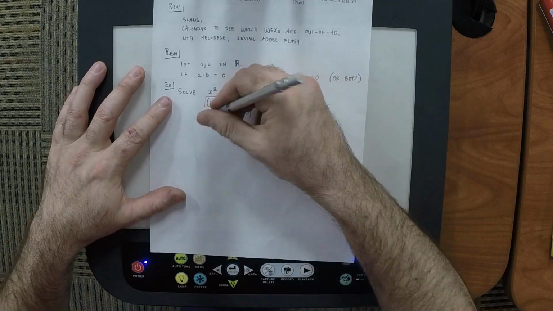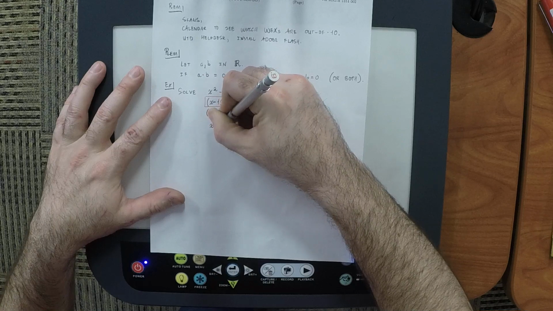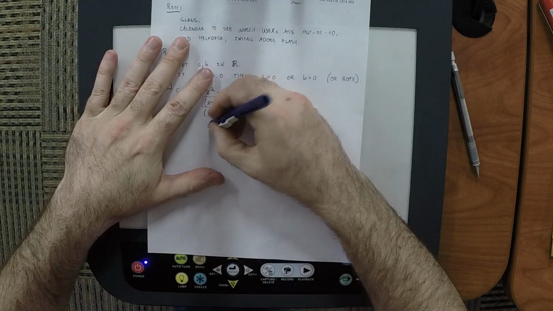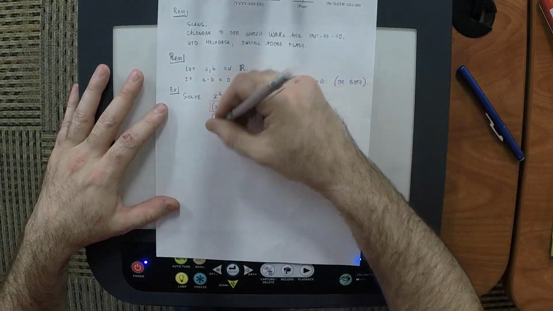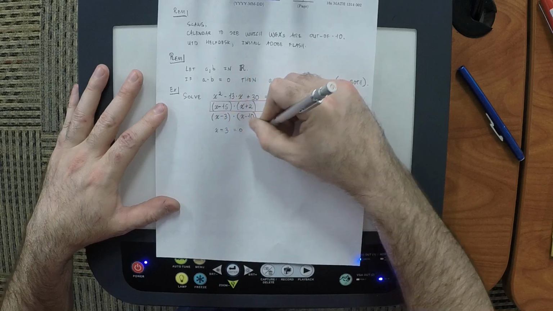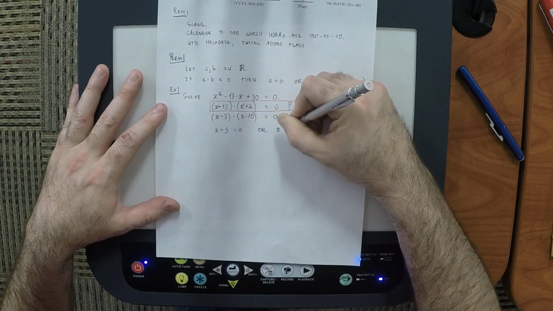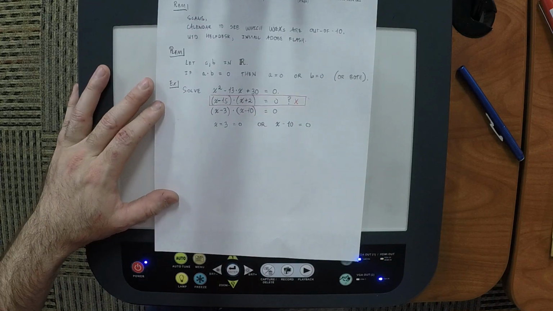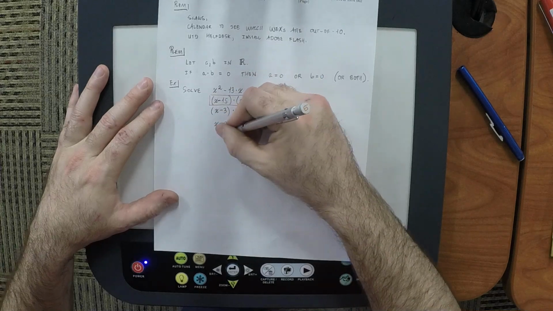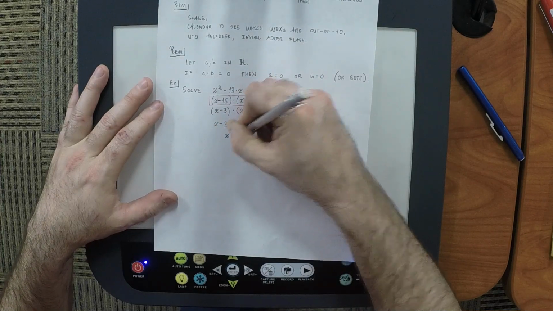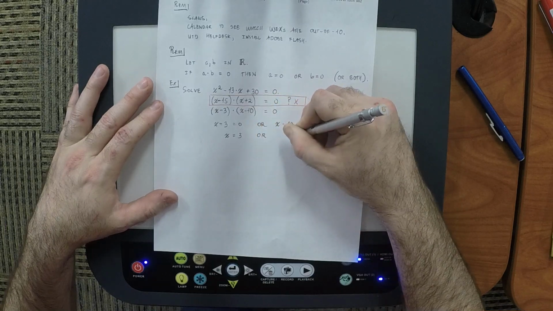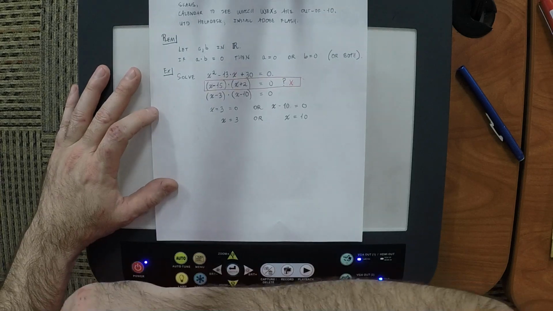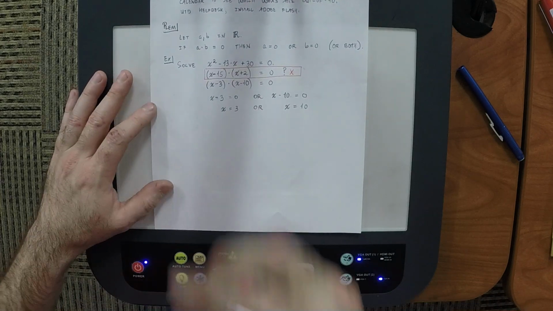So either x minus 3 is equal to 0, or x minus 10 is equal to 0, and now both of these equations can be solved. So either x is 3 or x is 10. Any question about this one? Okay.